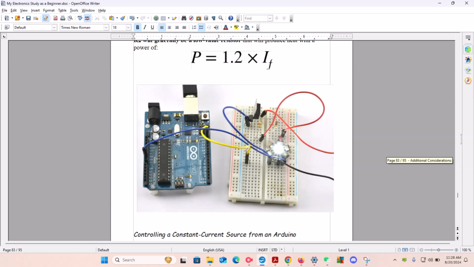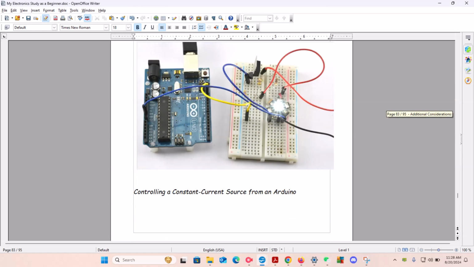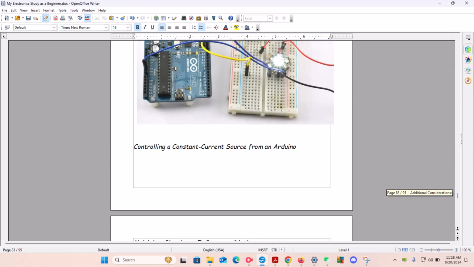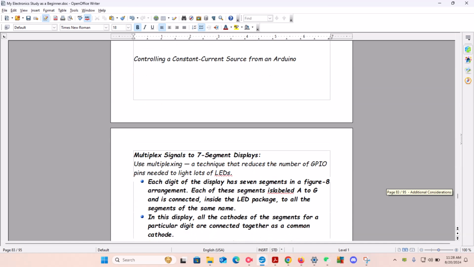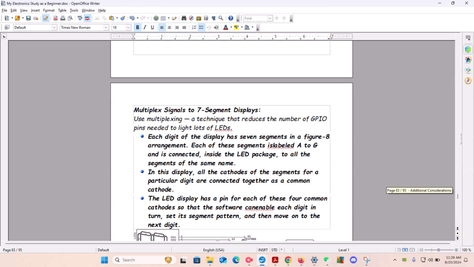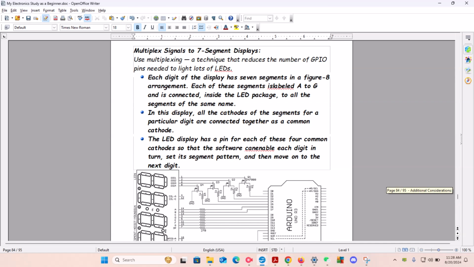Now when we look at this, we see we have our Arduino Uno main board. Then from there you have your connections to what's called a breadboard, which you've been talking about previously. That's why I mentioned make sure you've seen the previous videos. What we're actually achieving is controlling a constant current source from Arduino. Why? It's going through a circuit.